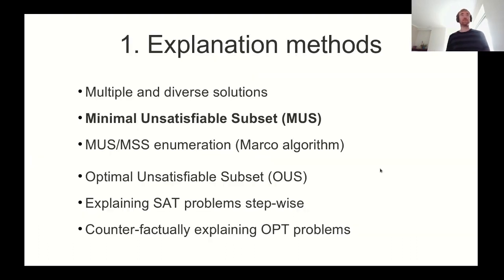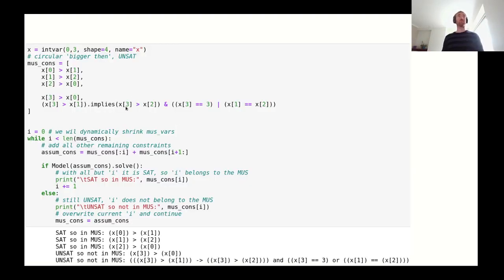All right. So let's look at a number of things we can now do. And the first one, with exactly the same API, is that of finding minimal unsatisfiable subsets. Now, a minimal unsatisfiable subset, let's here take this list of constraints. The first three constraints have this circular bigger than. It says that x0 is bigger than x1, x1 is bigger than x2, and x2 is bigger than x0. Okay, this is not possible.